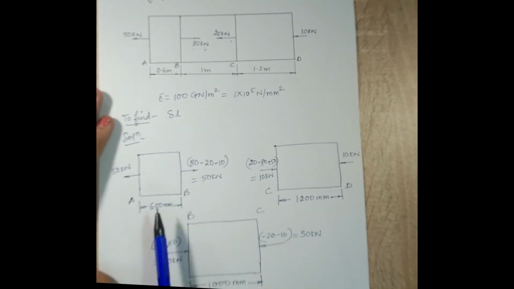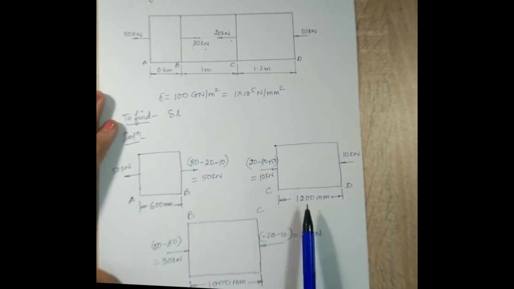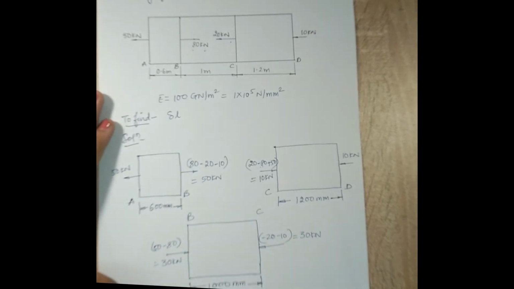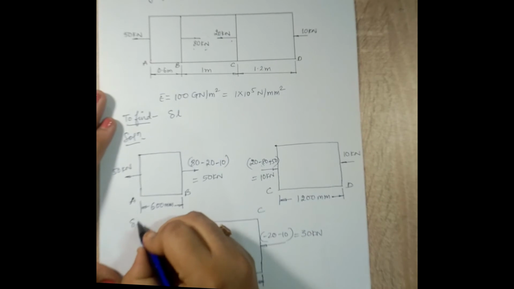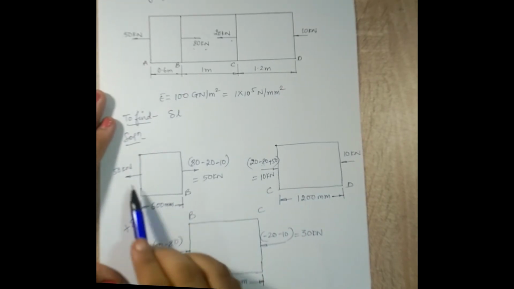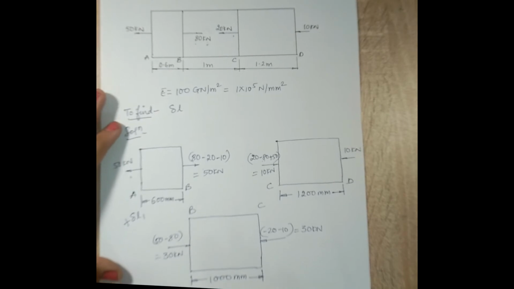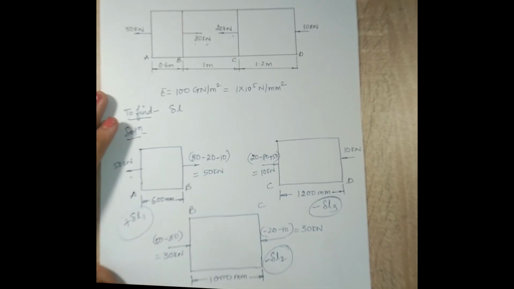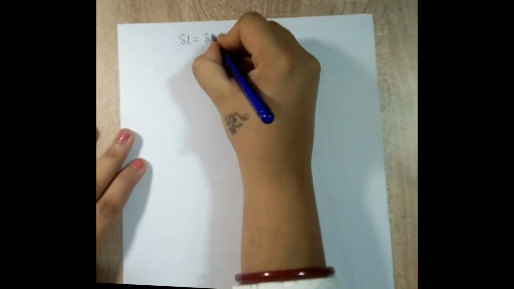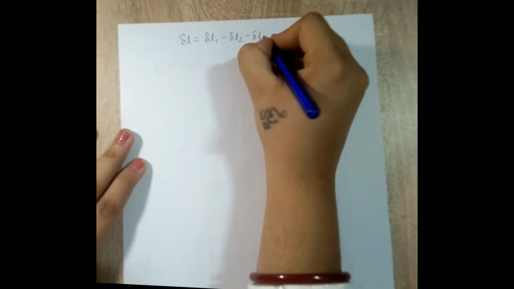Now I'll start calculating delta L1, delta L2, delta L3, and the summation is going to be equal to delta L. Now the only thing which I need to observe is for the first bar, let the change in length be delta L1. It will be positive because it is of tensile type. For BC portion, if I assume it is delta L2, I have to take a negative sign. The reason is this is of compressive type. And for the third one, again I'll write minus delta L3, because this is of compressive type. So let's solve it. Delta L is equal to delta L1 minus delta L2 minus delta L3.